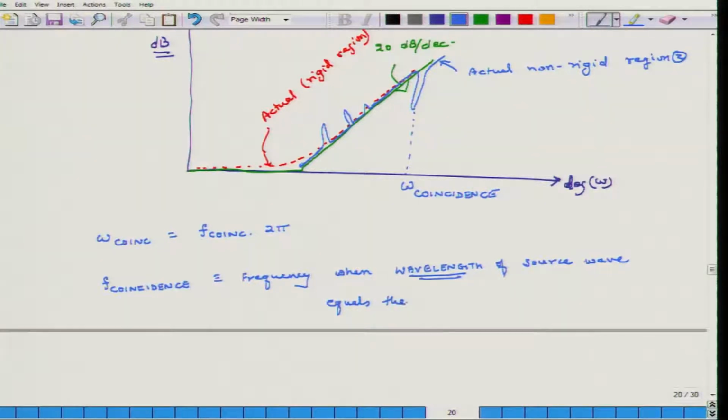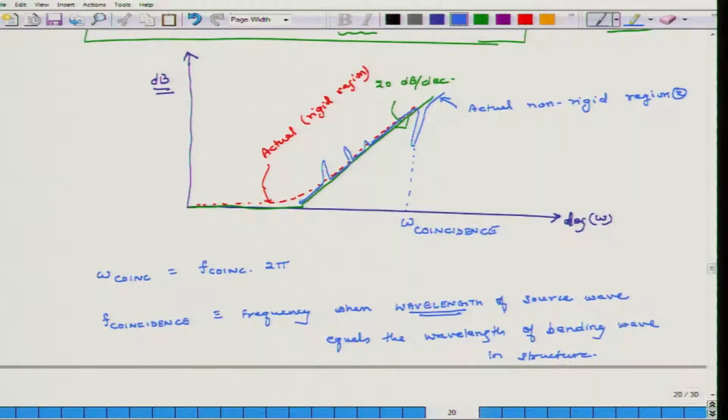equals the wavelength of bending wave in structure. So, what does that mean? That when you are exciting it, structure will get excited and it may have some bending also. That bending will be associated with some bending wave, and for one frequency the wavelengths will match each other, and when that happens then you will have a dip in the transmission loss.